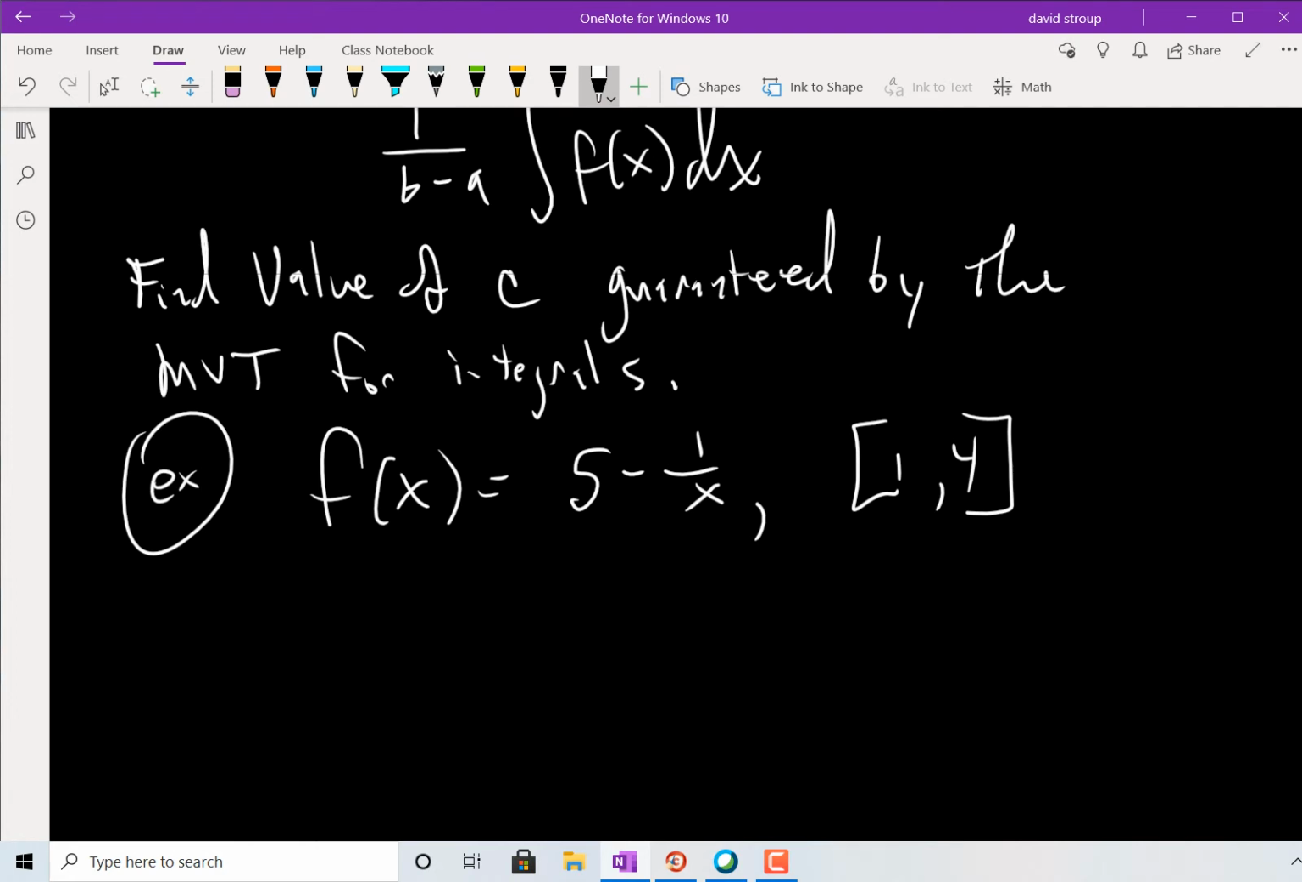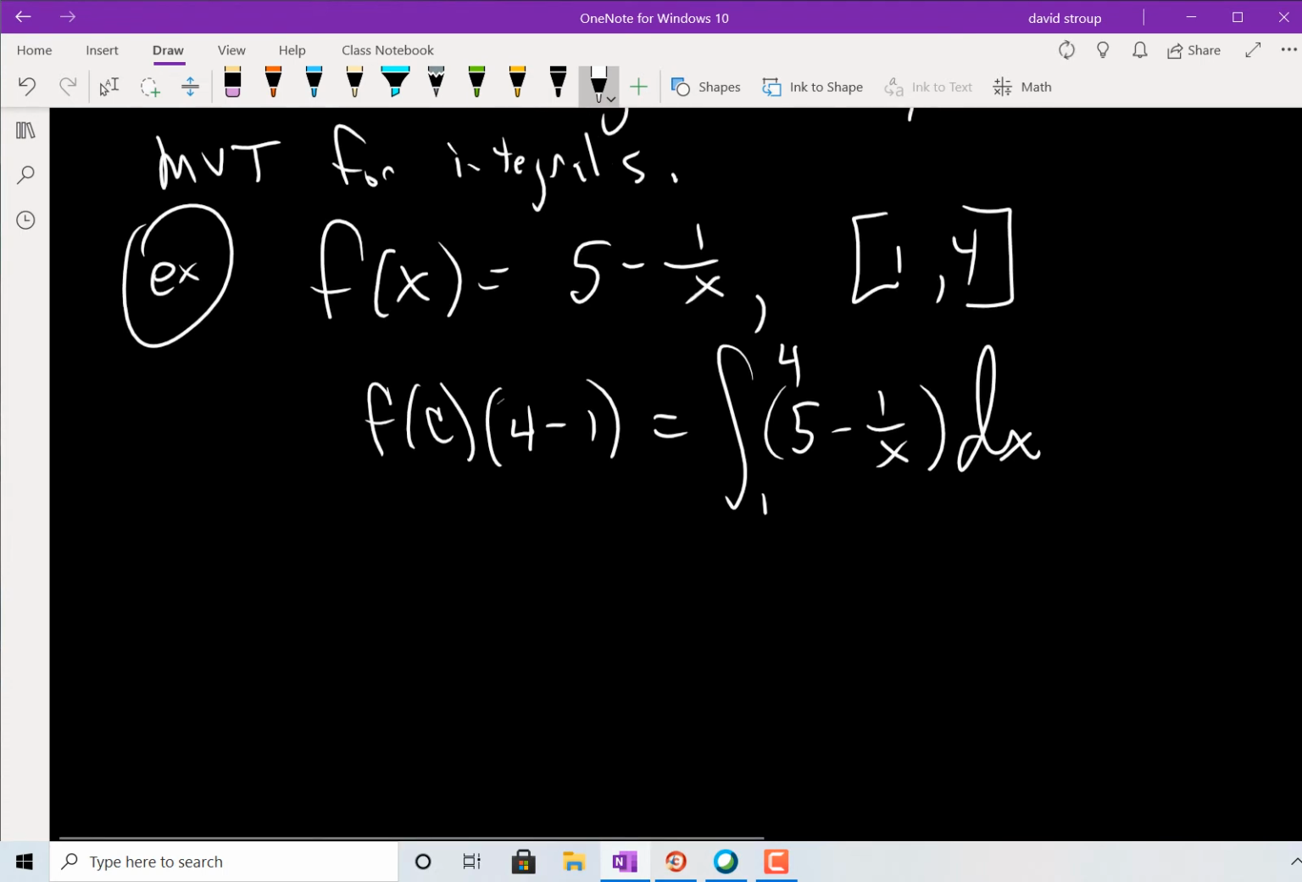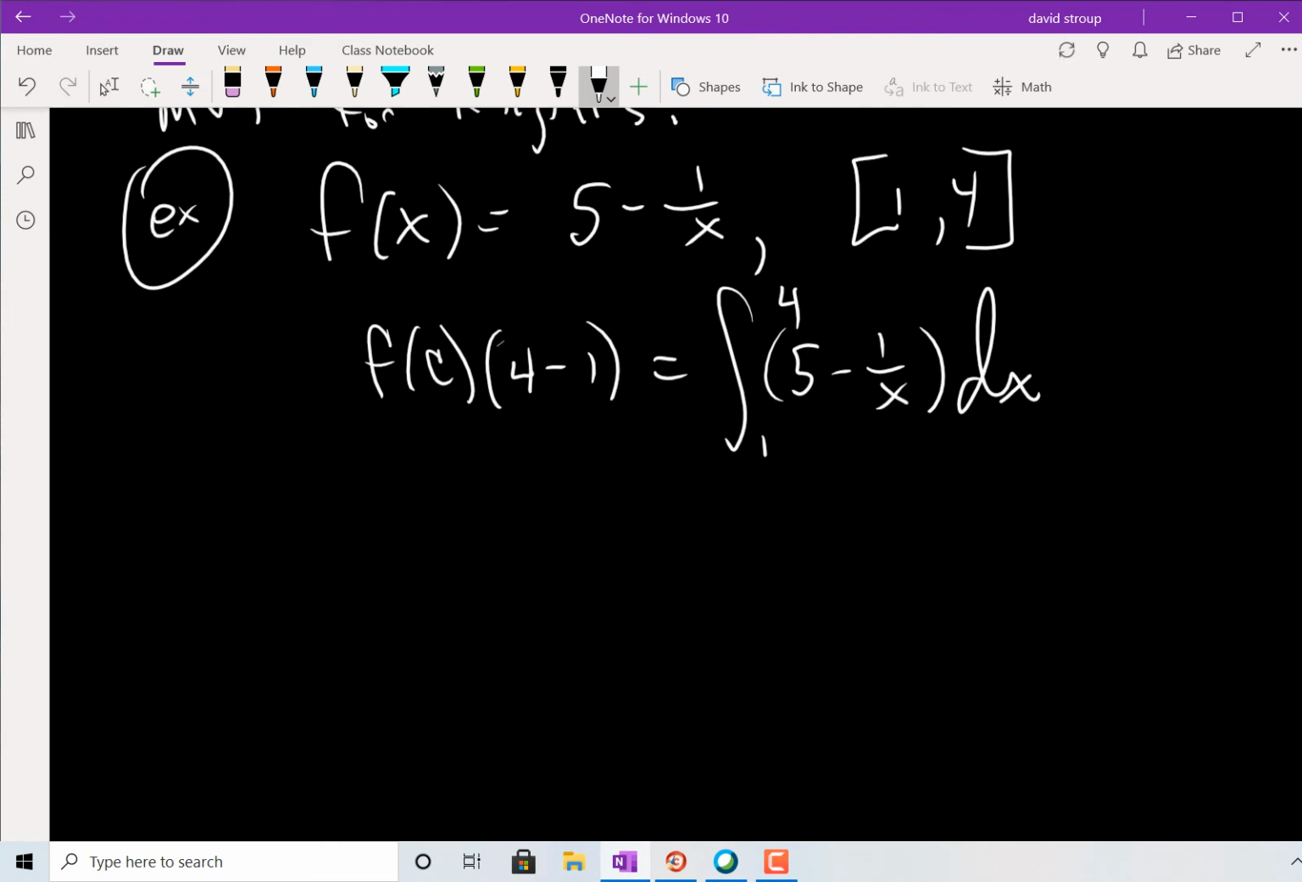So what do we need? We need to find a c value such that f of c times b minus a, in this case 4 minus 1, is equal to the integral from 1 to 4 of 5 minus 1 over x dx. Okay, so I need to input c into the original function, so I have 5 minus 1 over c, times 3, since 4 minus 1 is 3. Sorry about that.